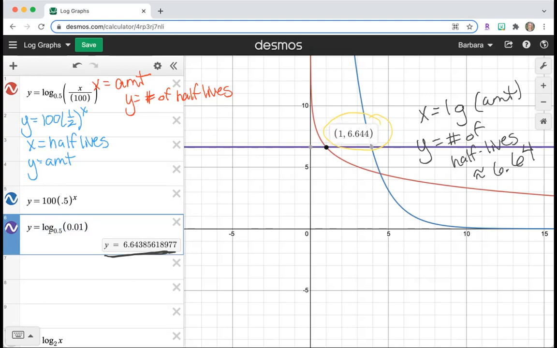You can get to this point algebraically and then just type it in Desmos. Or you can read it from the graph if you like the red one of our logarithmic function, and then you can see that my X is my 1 gram, my amount, and then my Y is going to be those number of half-lives, the question we were looking for, right? How long does it take to get there?